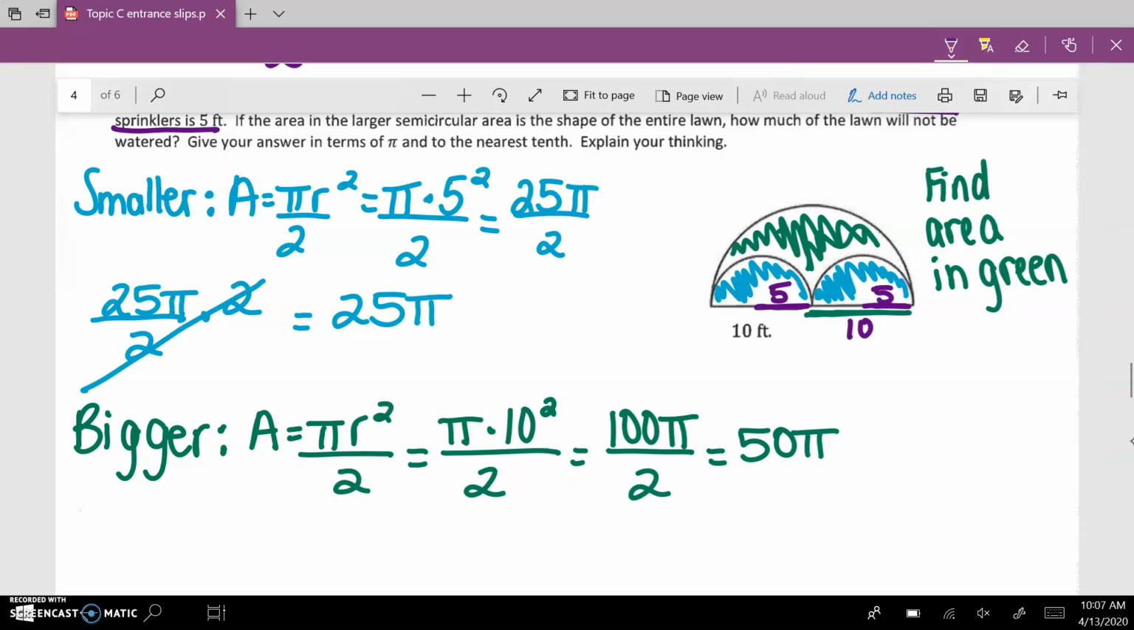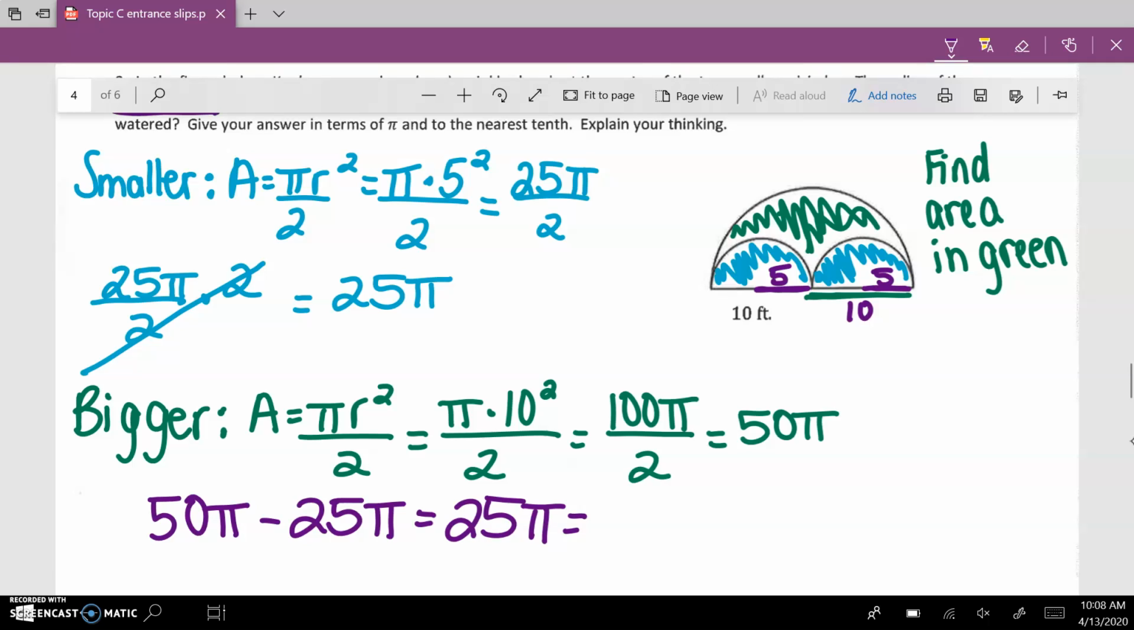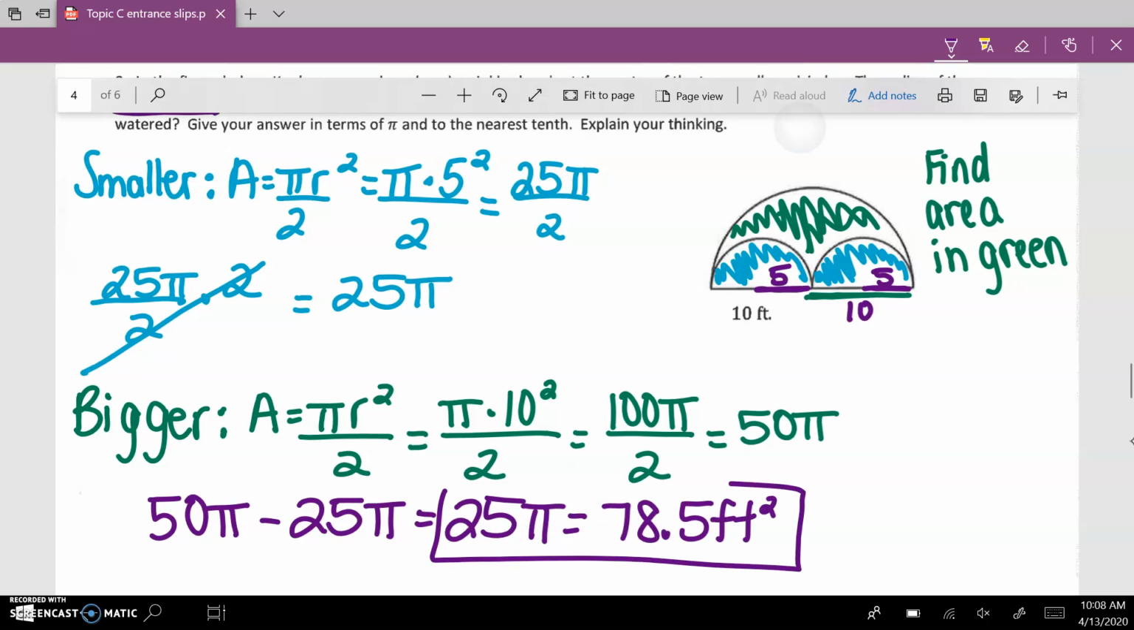So now to find the difference, we take our 50 pi of the bigger minus the 25 pi of the smaller. So we end up with 25 pi, which also equals, remember they wanted it in terms of pi and to the nearest tenth. So if you type in 25 and then the pi symbol into your calculator and you round to the nearest tenth, you would get 78.5. And we're talking about square feet here. So both of these would be your answer since they wanted it in both terms.